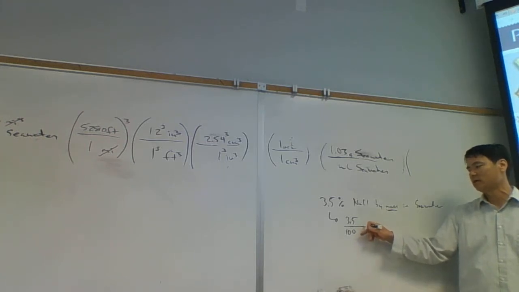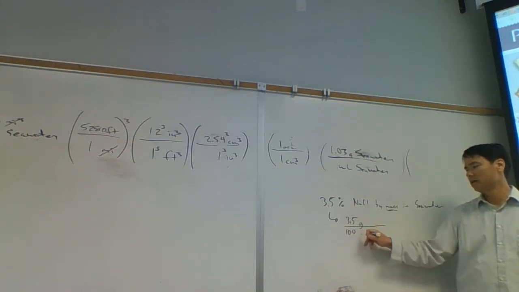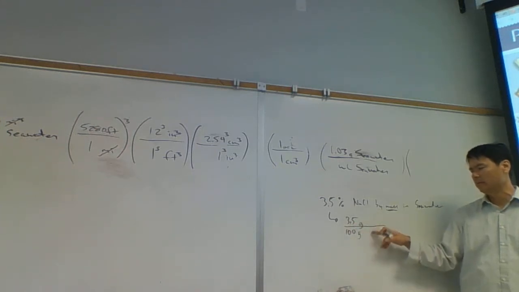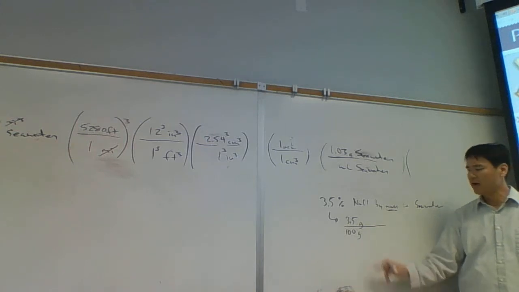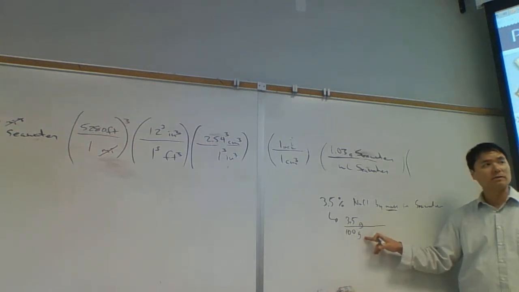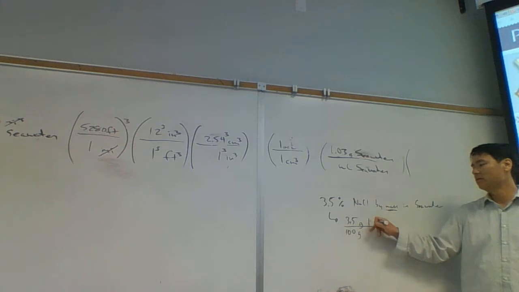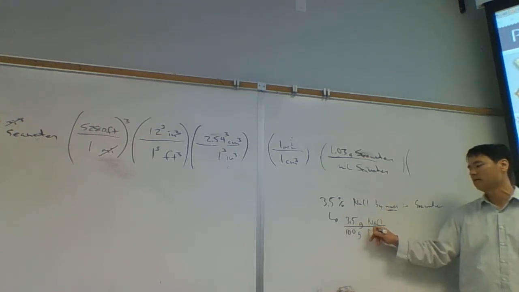So which one should we use? Grams. We should use grams, so 3.5 grams per 100 grams. Now we have to define what? 3.5 grams of what per 100 grams? So this is going to be 3.5 grams of pure sodium chloride per 100 grams of seawater.